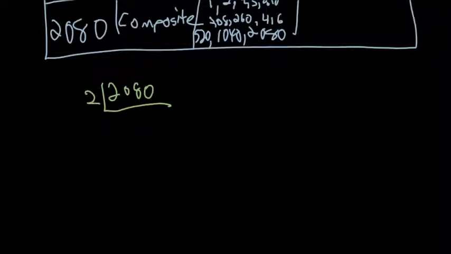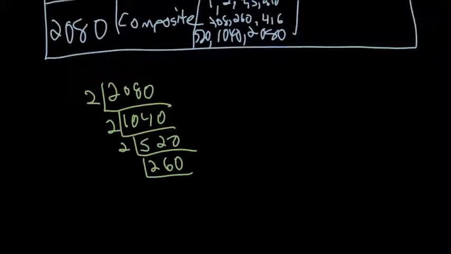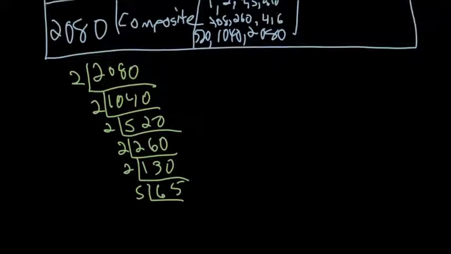So start with 2. So 2 goes into 2080, 1040, and I already did some of this. 2 goes into it, 520, 2 goes into it, 260, 2 goes into it, 130, 2 goes into it, 65. No, I'm out of 2's because 2 won't go into 65, and next I go, 5 will go into 65, 3 won't, so 5 will. 5 goes into 65, 13 times. And 13 is prime.